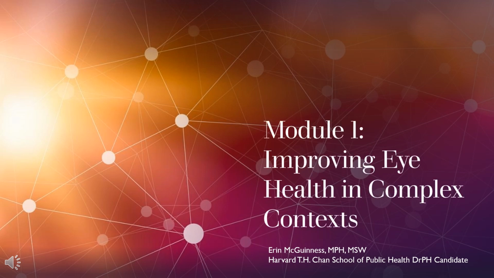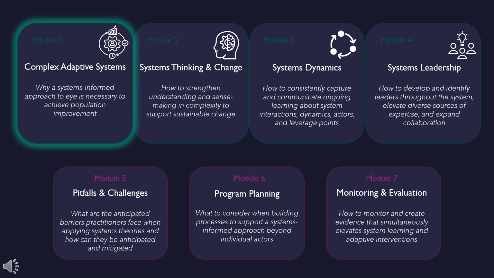Welcome to Module 1, Improving Eye Health in Complex Contexts. Module 1 is the first of the theory modules, introducing one way of thinking about systems and how to intervene for sustainable eye health improvement at a population level.